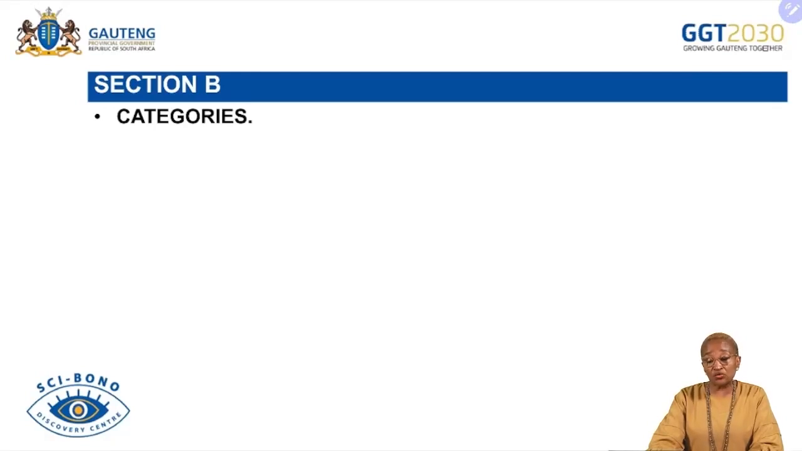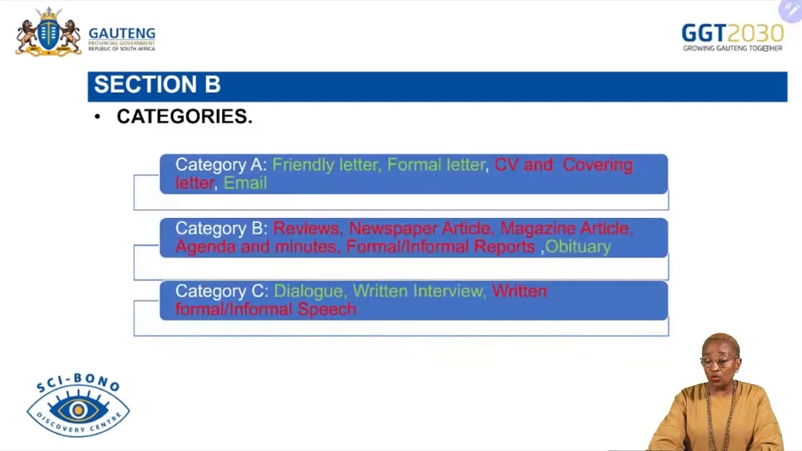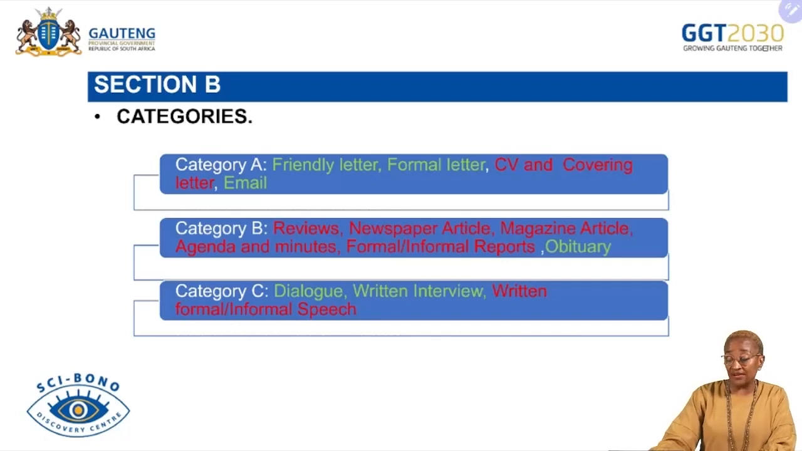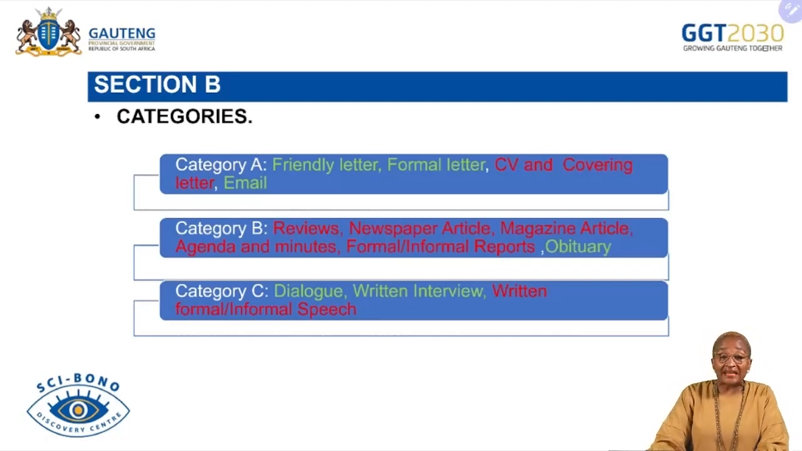Let's have a look at the categories in this section. Remember these categories? Yes. We've got 3 categories in this section. We've got category A, category B, and category C. In category A, we've got the following text. We've got a friendly letter, a formal letter, a CV and a covering letter, as well as an email.